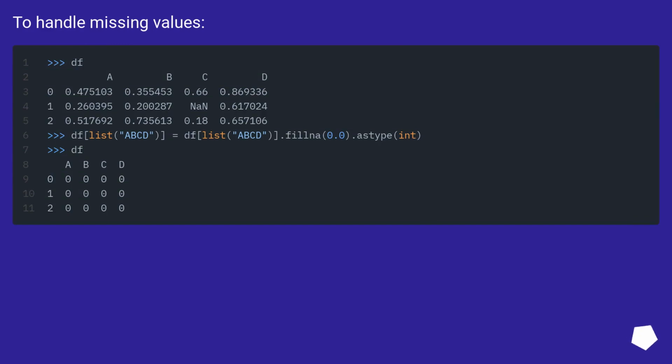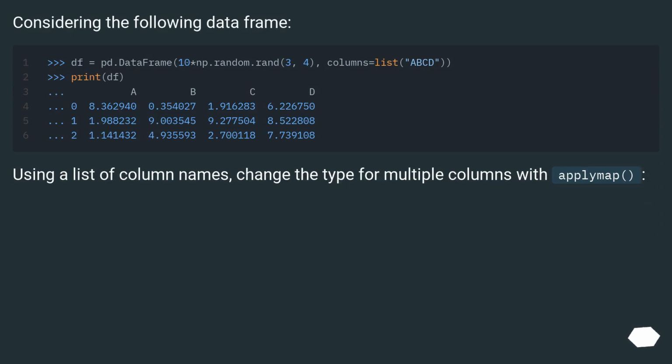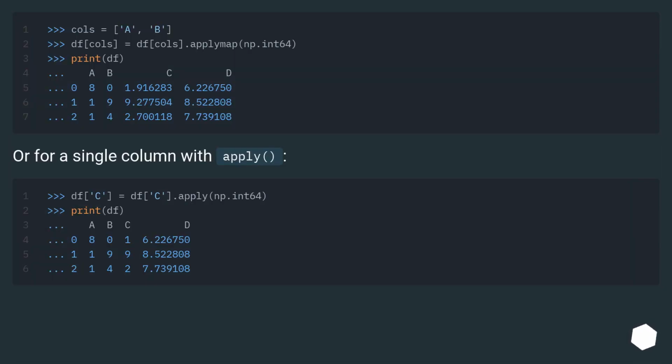To handle missing values. Considering the following data frame, using a list of column names, change the type for multiple columns with applymap, or for a single column with apply. To convert all float columns to int.